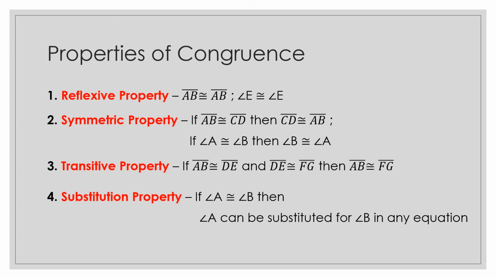And the fourth property of congruence is the substitution property of congruence. If angle A is congruent to angle B, then angle A can be substituted for angle B in any expression or equation. The same thing applies in angles. If angle A is congruent to angle C, then angle C can replace angle A in any equation, in any expression. Remember these properties because we'll be using them in proving triangle congruence.